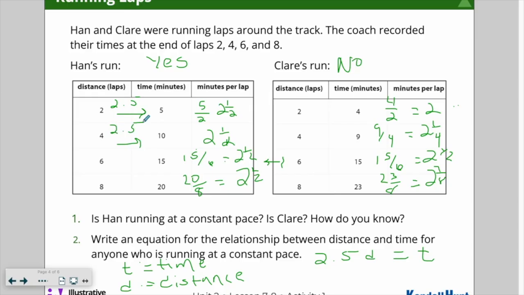So think about what we did. We took our time and we divided it by our distance in each of these. And if we, instead of being t and d, if we did x and y, we were doing y divided by x. X, y, y divided by x.